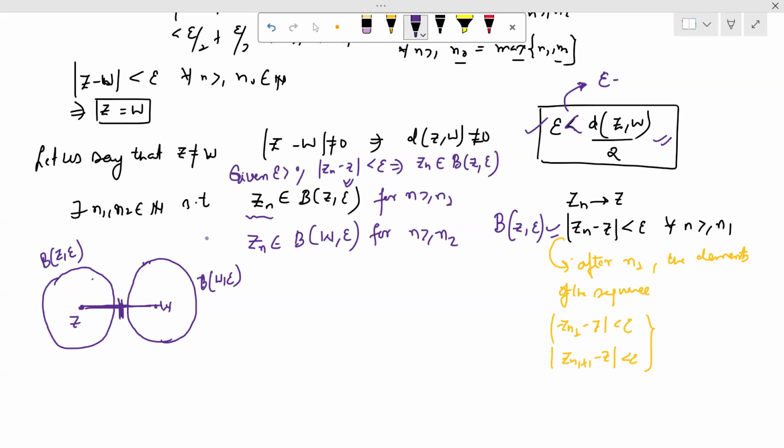So again, coming to the point, I have assumed that Z is not equal to W. It implies that |Z minus W| is not equal to 0. It implies that the distance of Z and W is not 0. Now what I can do is select an epsilon in a certain way. I can select epsilon in a certain way. And what is that epsilon?